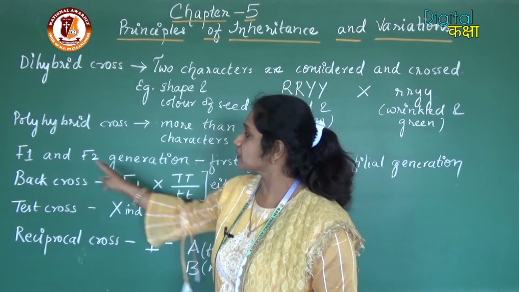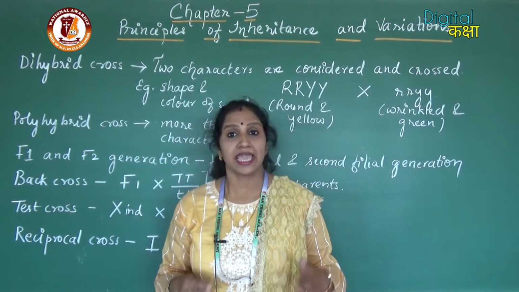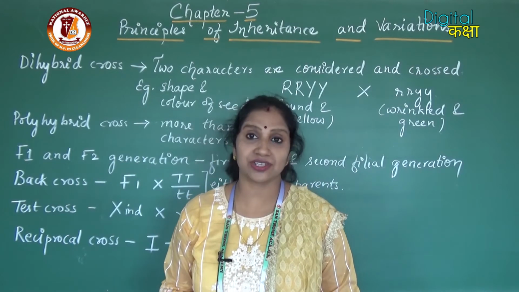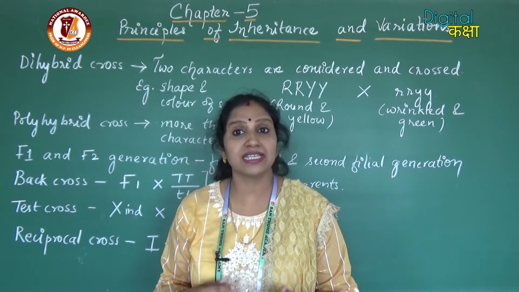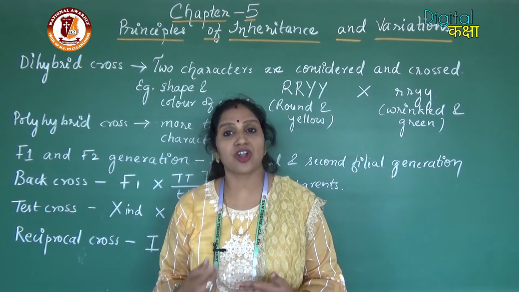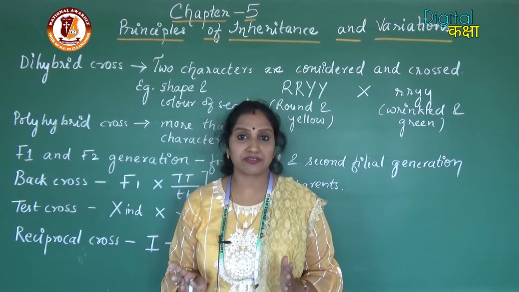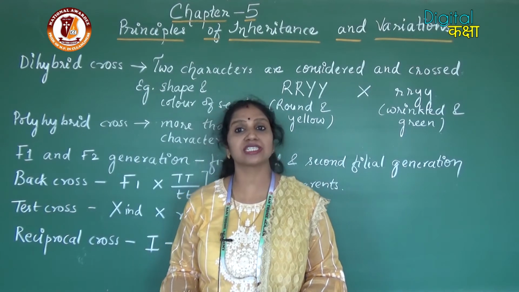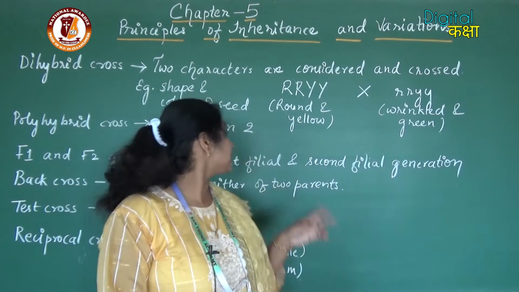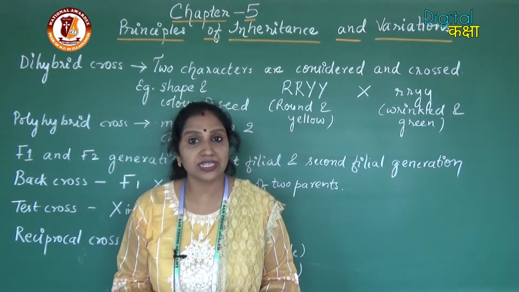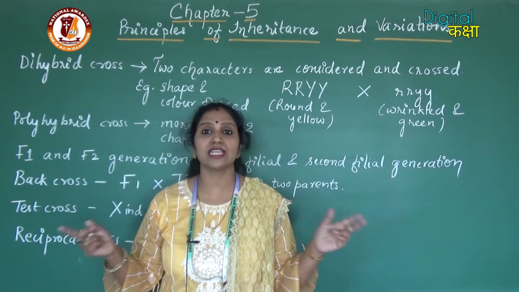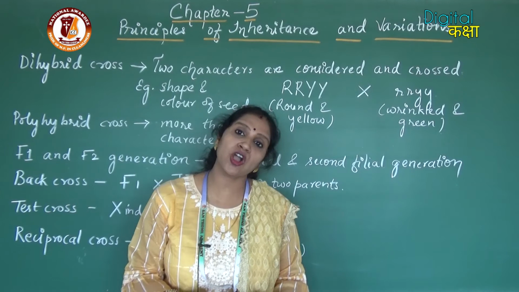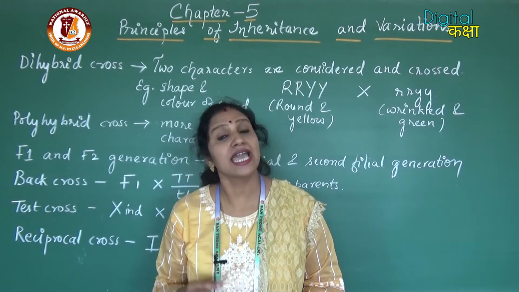Moving to the next terms, that is F1 and F2 generation. F stands for filial. So the first filial and the second filial generation. What is this first filial generation? The result of the first cross, that means when we take two individuals and cross them, the first generation of hybrids we get is called the F1 generation or the first filial generation.